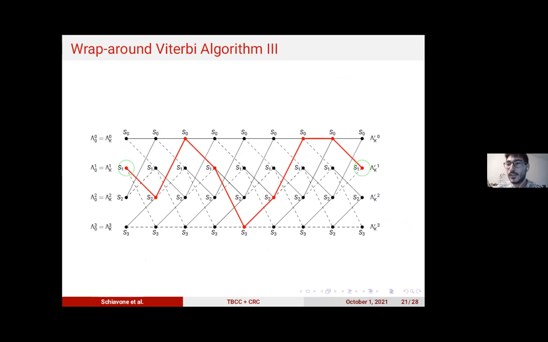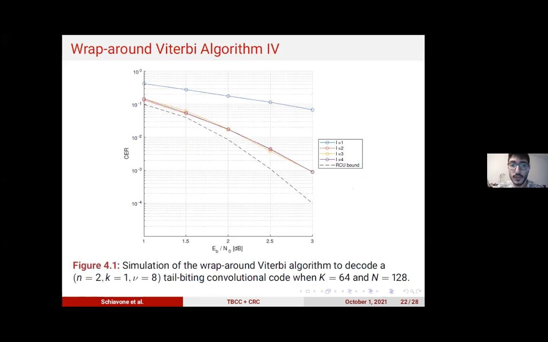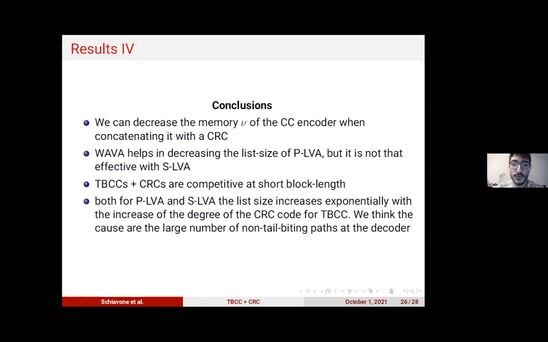Those paths are in the lists that we create, and this is really what is penalizing tail biting convolutional codes in that respect. It prevents us from using too large degrees of the cyclic redundancy check code. Okay, this is all from my point of view. I hope everything was clear, or not that confusing.